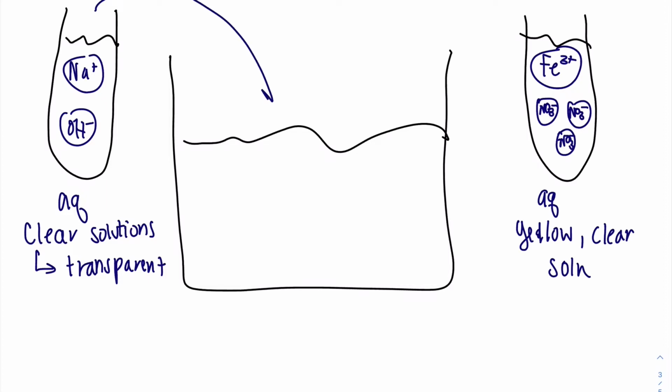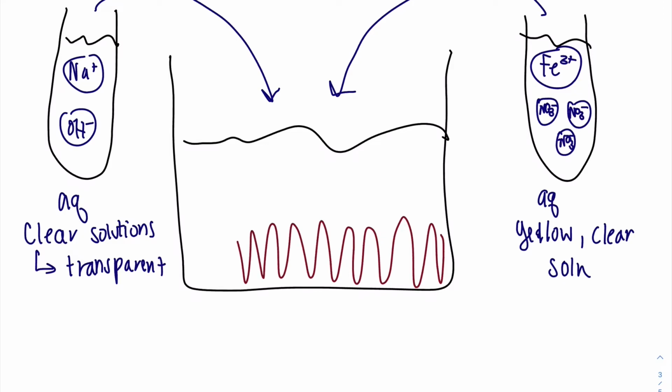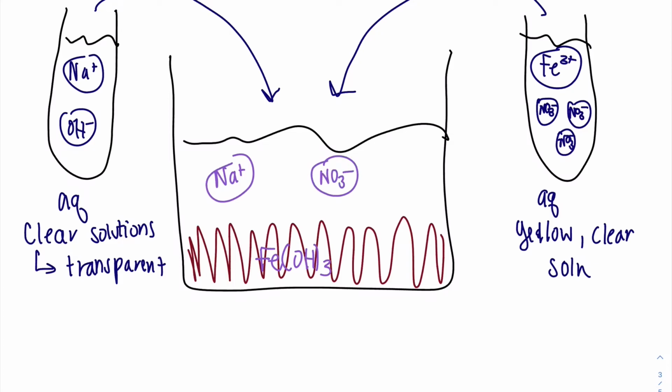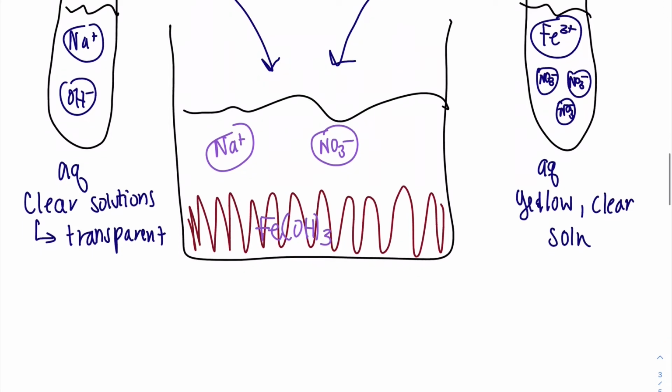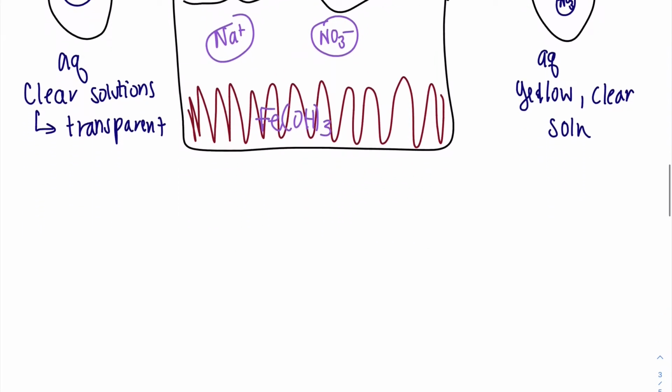And when we put those two things together into their beaker, we got this really murky salt that kind of settled out to the bottom down here. And that was the ferric hydroxide. And above it were the sodium ions and the nitrate ions, because they don't form an insoluble salt. Let's look at the chemical equation for it now. Sodium hydroxide plus iron nitrate.